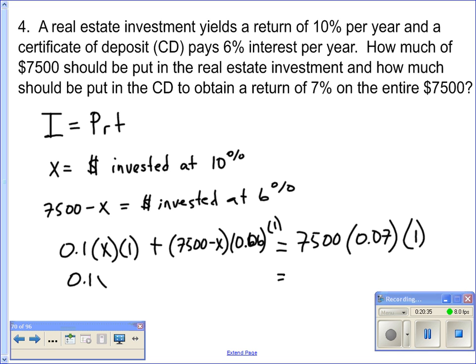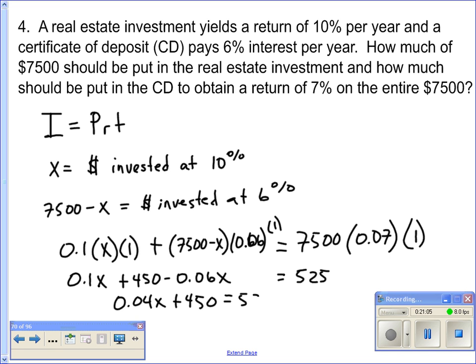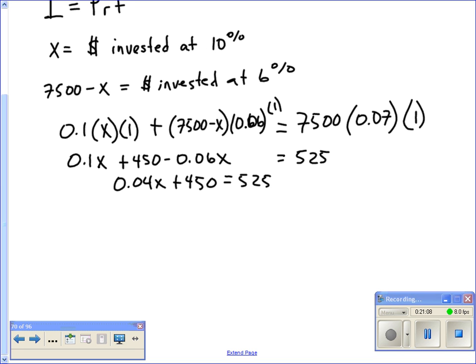So we've got 0.1x, and then we have plus 450 minus 0.06x is going to be equal to the 525. And then we just continue simplifying this. You've got the 0.1x minus the 0.06x, which is going to leave us with 0.04x plus the 450 equals 525. Continue with your algebra.